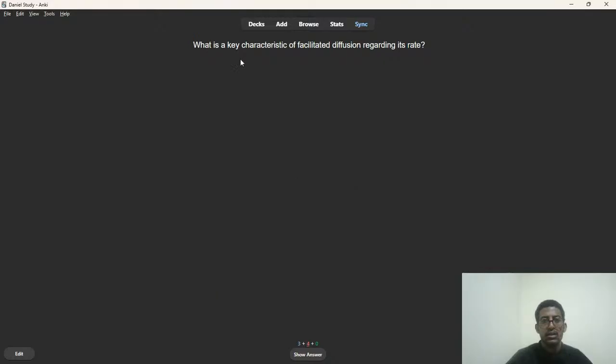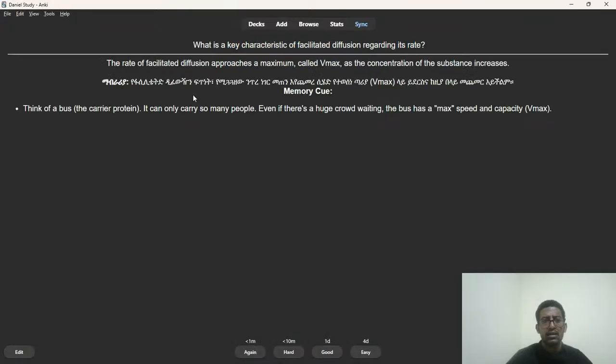All right. What is the key characteristic of facilitated diffusion regarding its rate? Well, the key characteristic regarding its rate. Oh, yeah. What is this? Those properties. Good.